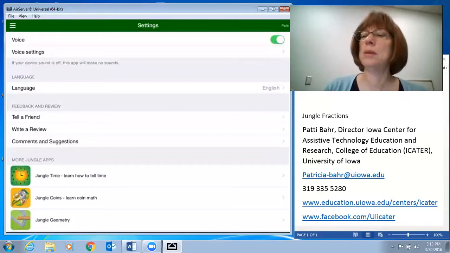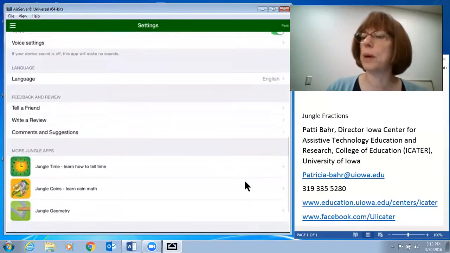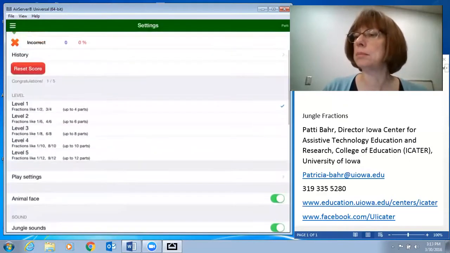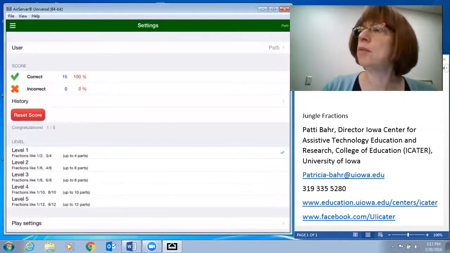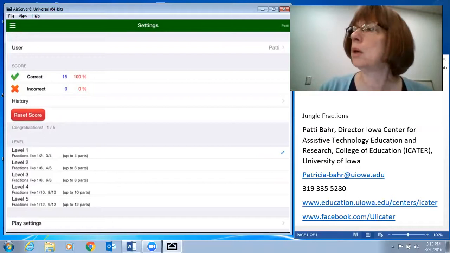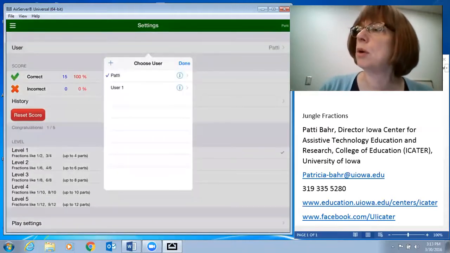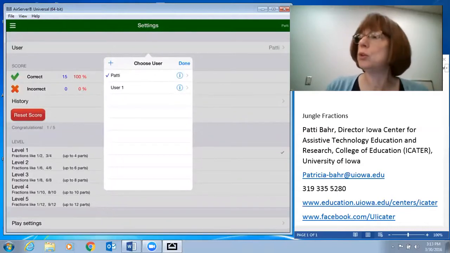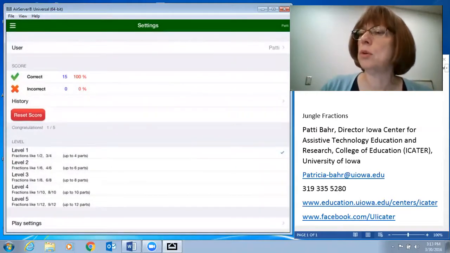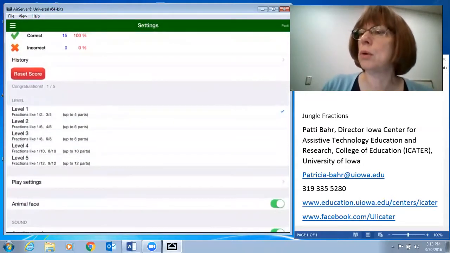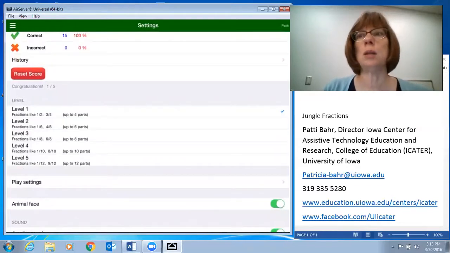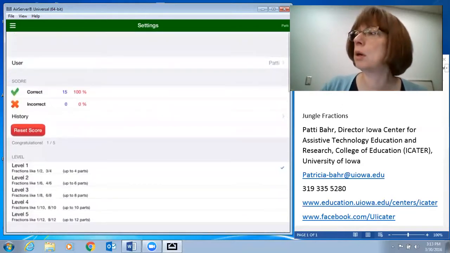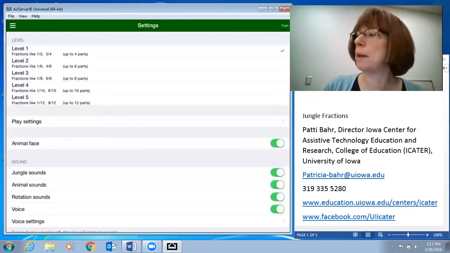Here is where you can give feedback, and they tell you about other apps as well. So that's pretty much it. Oh, back up here, you can have different users. So this is user Patty right now. When you go into different users, you can have your whole class. They could go into their own program, and you could change that. You could reset it, but you could also change the level. So maybe John needs level 4, but Patty needs level 2. You could change that in your settings for that student.